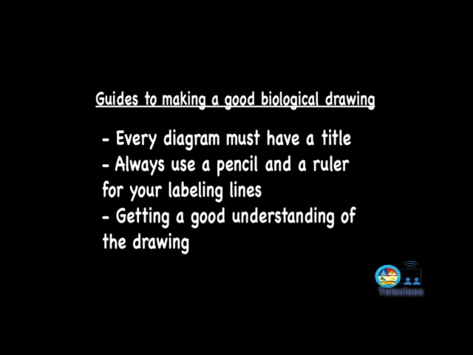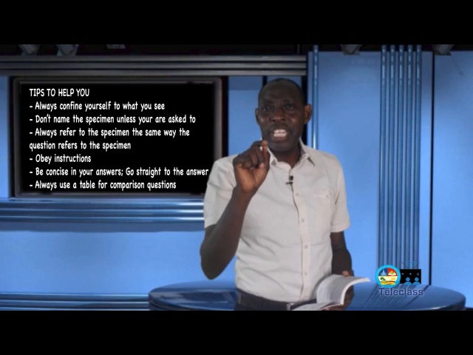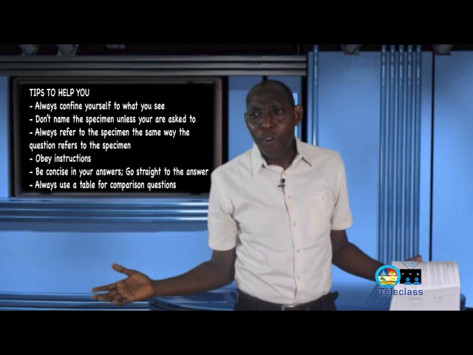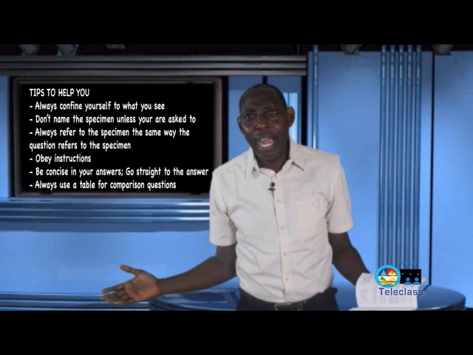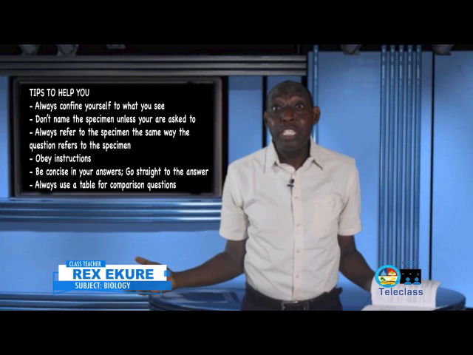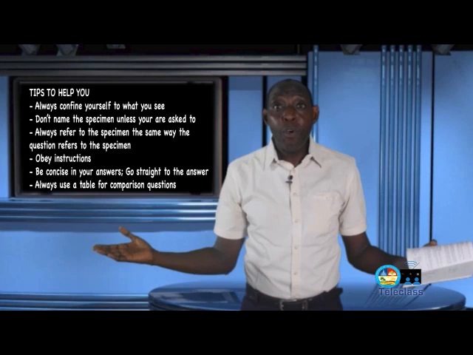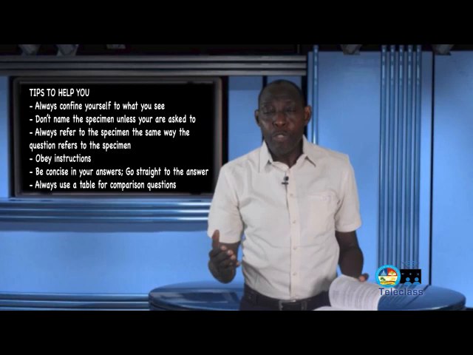The first thing, number one, you must always confine yourself as much as possible to what you see. If they give you a frog as specimen B, and they say, give three observable characteristics, who asks you to say the frog is pregnant? Did you see the baby? There are other characteristics you can mention. It has four legs. It has a rough or smooth skin. It has two eyes. So confine yourself as much as possible to what you can see.